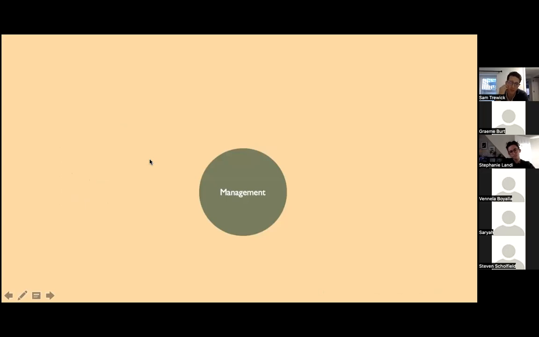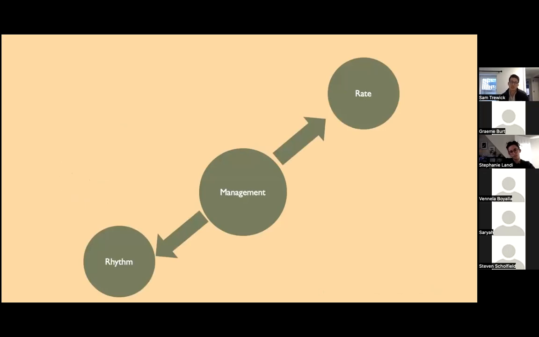Moving on to the management then, what do people know about how to manage AF? There are two broad camps. Can anyone tell me what they are? So there's two divisions really. It's rate and rhythm control. Yes, spot on, rate and rhythm control.